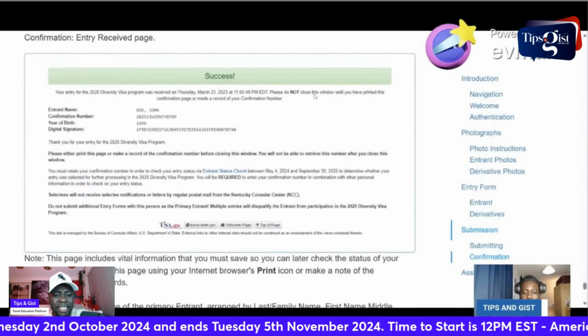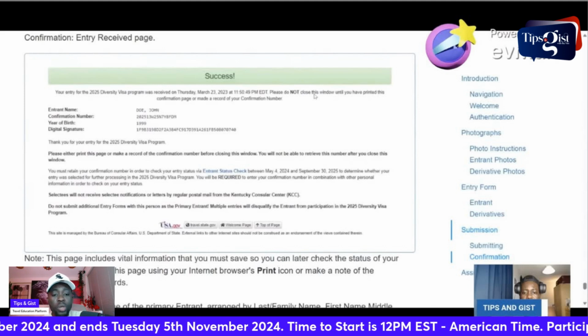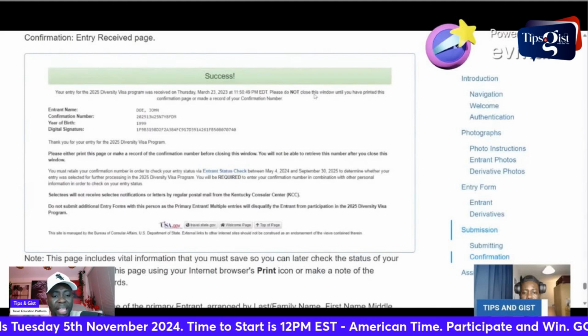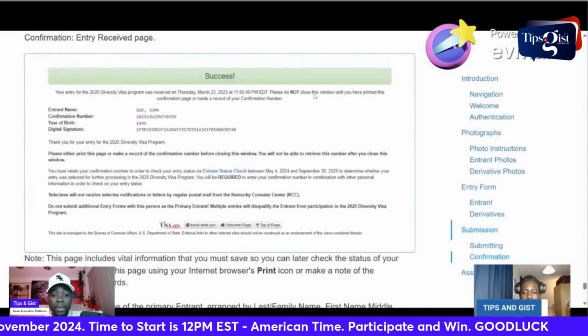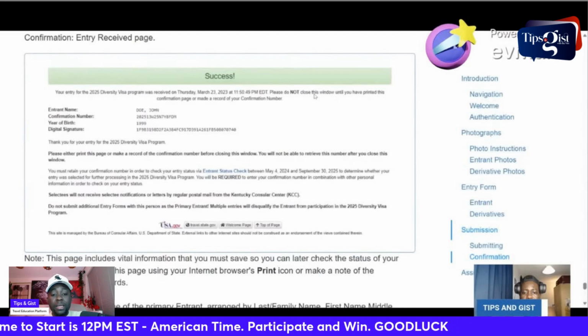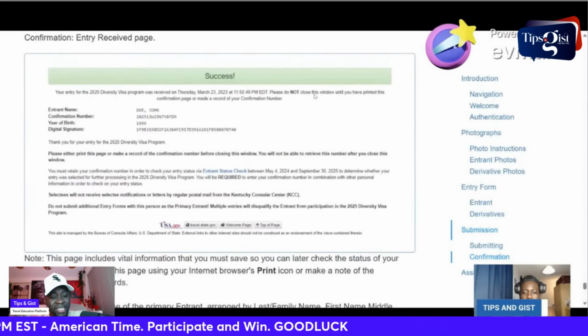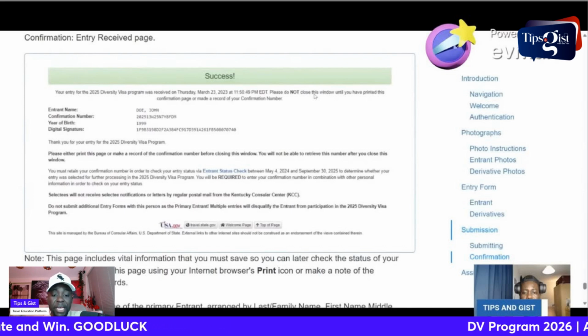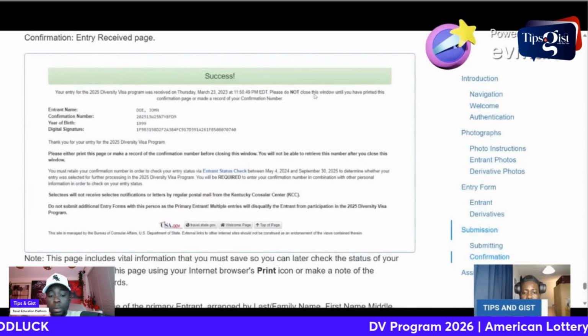Please, when you submit it, you have to see the sources with your confirmation number, the year of birth, and everything on the screen. If you don't see it, it means your details were not on their system. But if you see it, you are supposed to save it to your computer or your phone, either a PDF, a screenshot, or whatever.